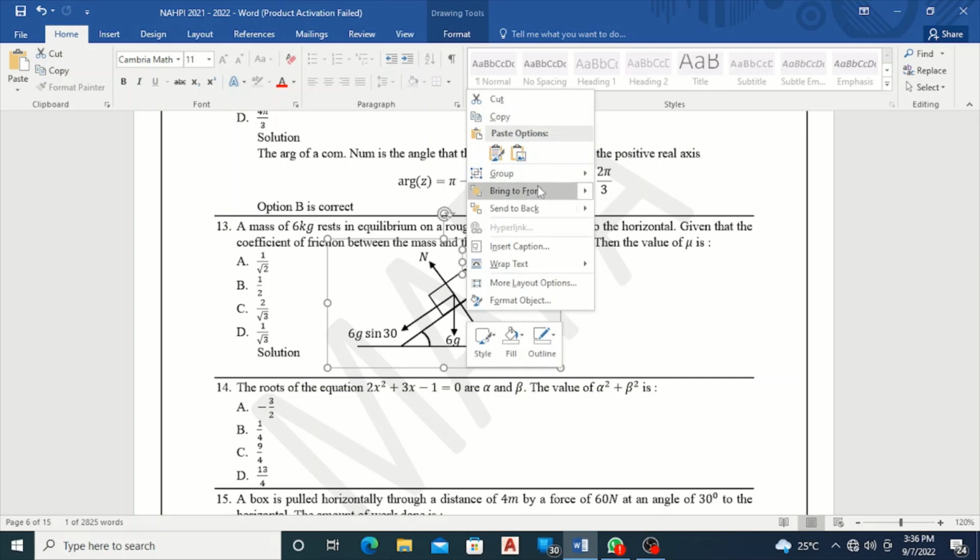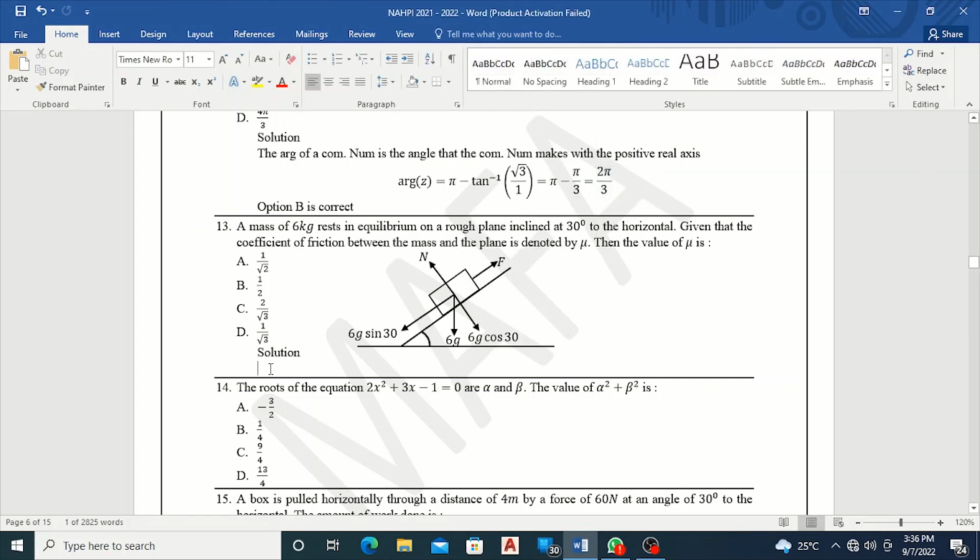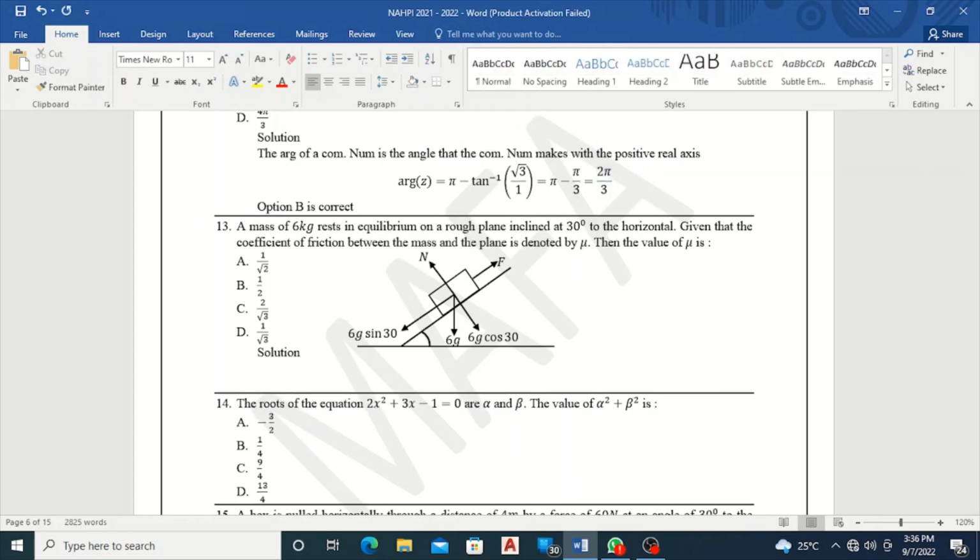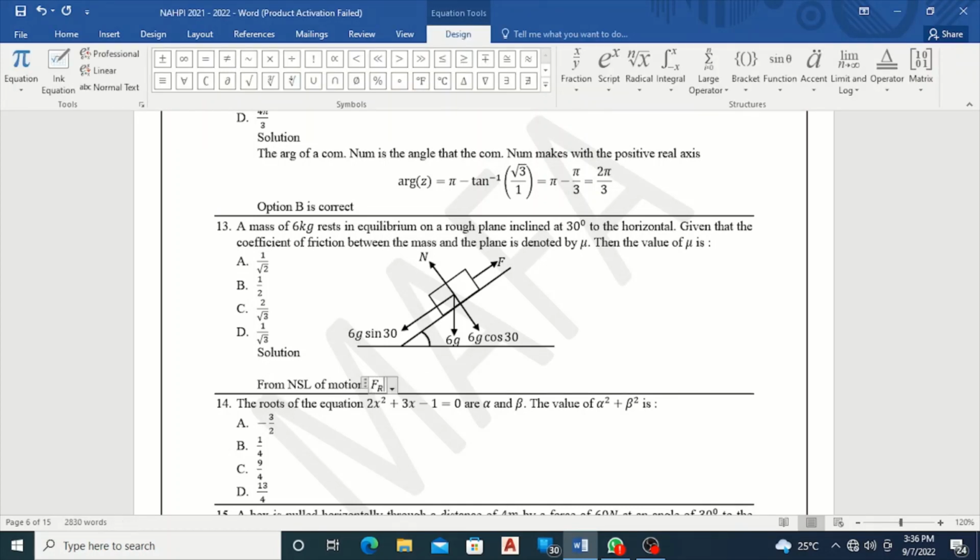Now we are going to apply Newton's second law of motion in this scenario. We have that the resultant force is equal to the mass times the acceleration. But since the system is at equilibrium, the acceleration is 0, meaning that the resultant force will be equal to 0. Now what's the resultant force? The resultant force is F minus mg sin 30.